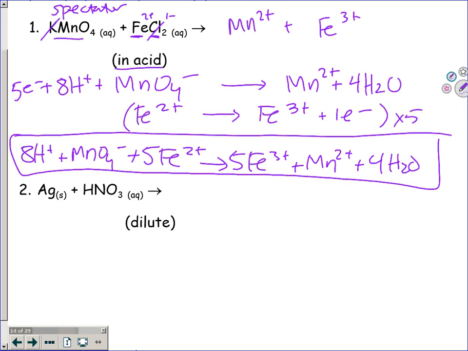H pluses, 1 permanganate, 5 iron 2s, yielding 5 iron 3s, a manganese 2+ ion, and 4 waters. Check, check. All right, now let's try the next one. You guys tell me your thought process. Get me started, Taz.